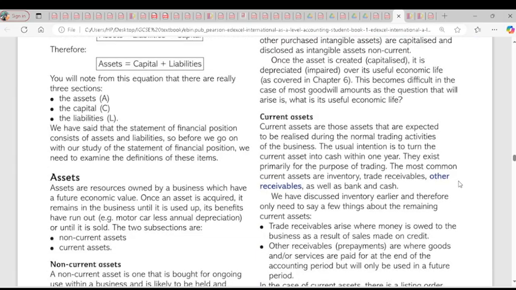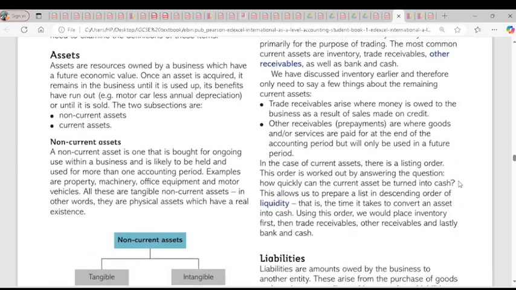So that's about that. Then we move on to assets. What are assets? Why do we call them assets? We call them assets because these are resources that are owned by the business. They are owned by the business. These things belong to the business. That's why we call them assets. So we have two types of assets. We have current assets and non-current assets.